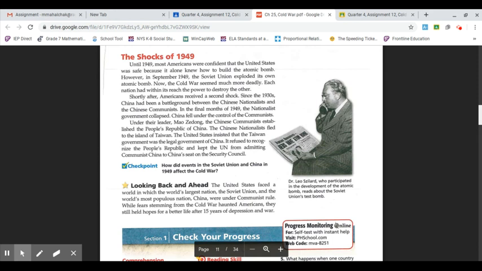The United States insisted that the Taiwan government was the legal government of China. It refused to recognize the People's Republic and kept the UN from admitting communist China to China's seat on the Security Council. Looking back and ahead, the United States faced a world in which the world's largest nation, the Soviet Union, and the world's most populous nation, China, were under communist rule.